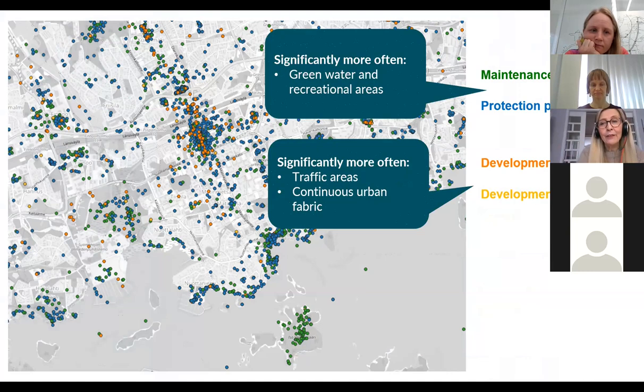And we learned that places that are negatively perceived, these development priority places, can significantly more often be found in transportation areas and in continuous urban fabric, while places that are positively perceived are very often in green areas. So transportation areas might be some kind of experiential risk for inhabitants, and something should and could be done to make them more pleasant environments.